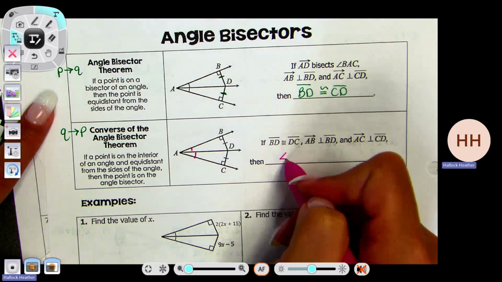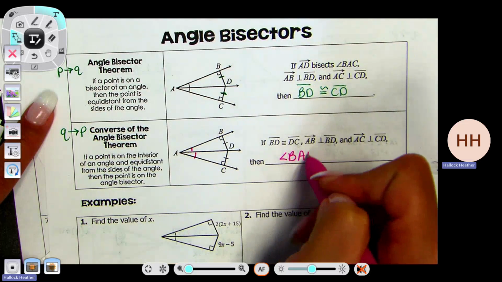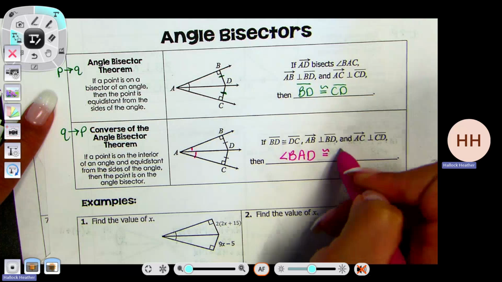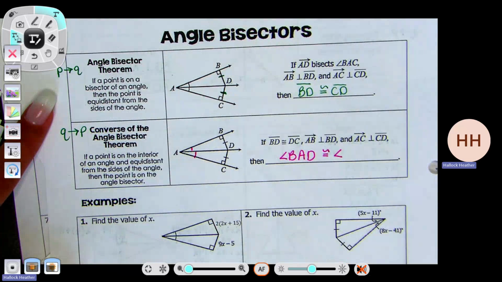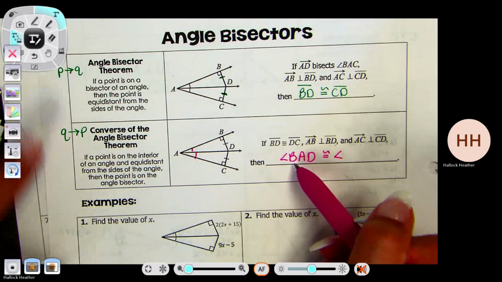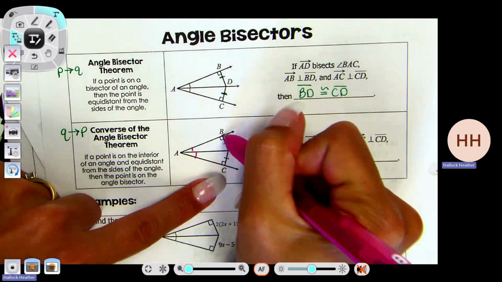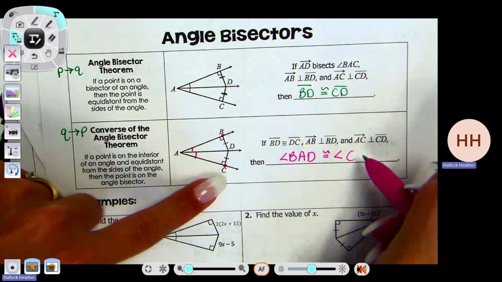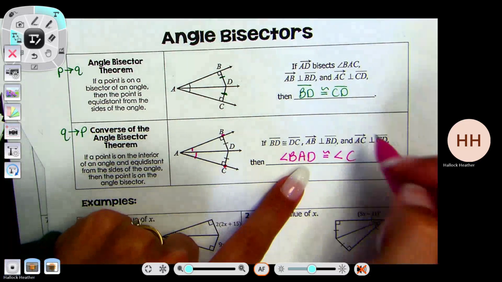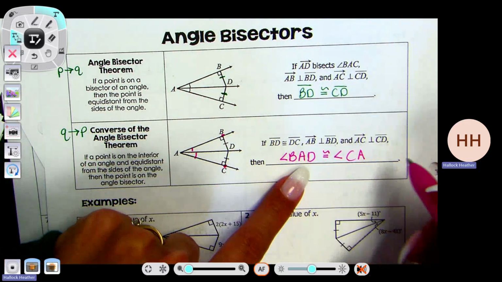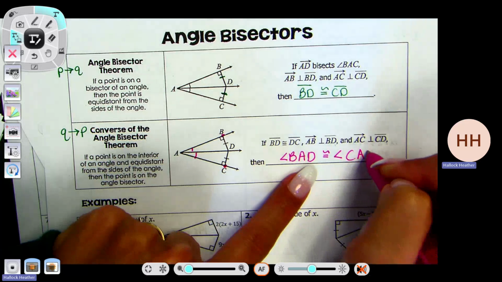So if I say angle BAD is congruent to the angle on the other side, if I put B first, what does B match with? C. B matches with C. If I say A is in the middle, what has to go next? A. And then last but not least, D.